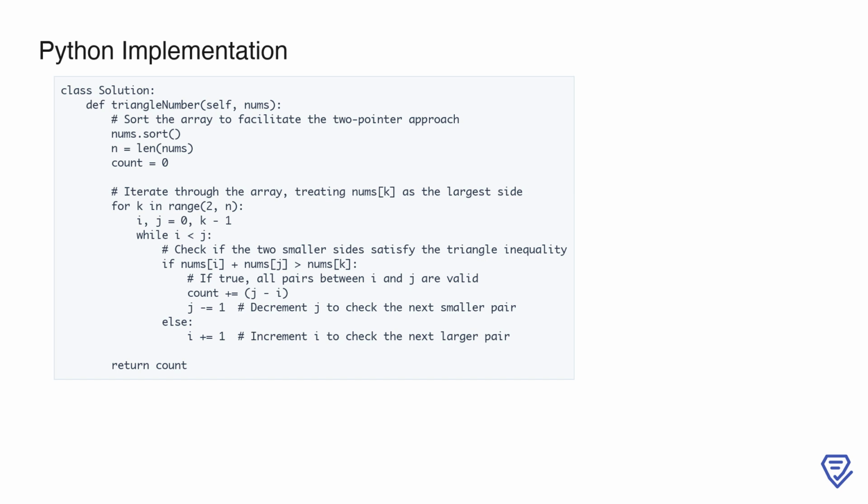4. Triangle inequality check. If nums[i] plus nums[j] is greater than nums[k], all pairs between i and j are valid because the array is sorted. Add j minus i to the count and move the j pointer leftward to explore the next smaller side. Otherwise, increment i to test the next larger side. 5. Returning the result. After iterating through all possible values of k, return the total count of valid triangles.